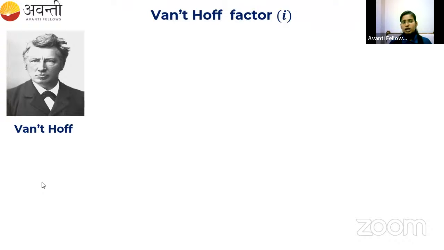So in those cases, what happens? There will be some abnormality from the normal molar mass value. That abnormality can be found out using the Van 't Hoff factor i. So that can be rectified. That abnormality can be rectified using this i. We have one formula for calculating i.